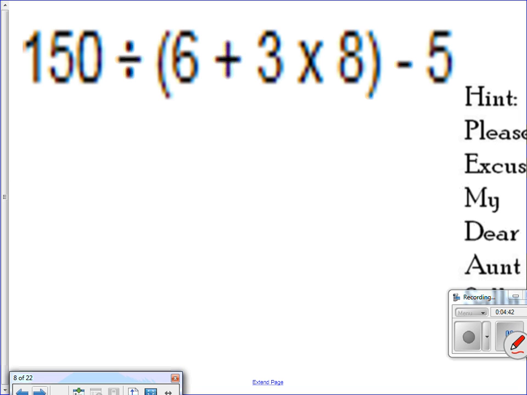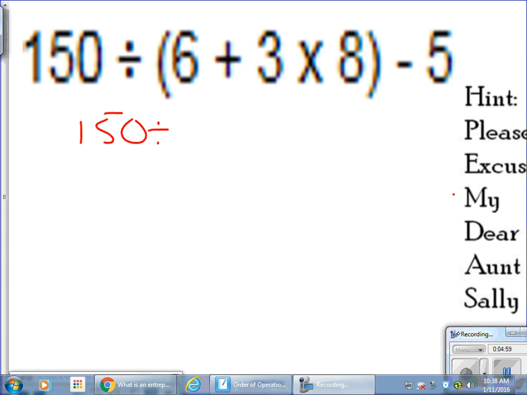Whatever happens in the parentheses first. So this one's kind of interesting. So I have 150 divided by. So in the parentheses here, looks like I have to do the order of operations within the parentheses, which means I have to multiply before I can add, right, kids?